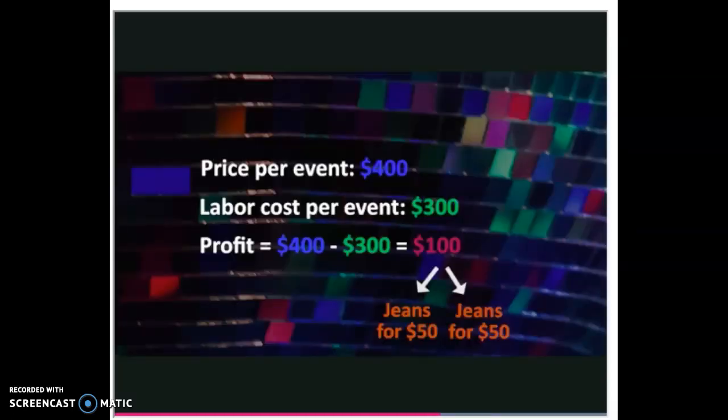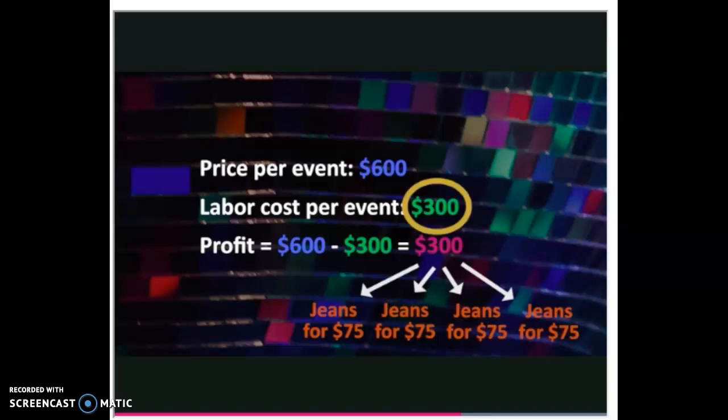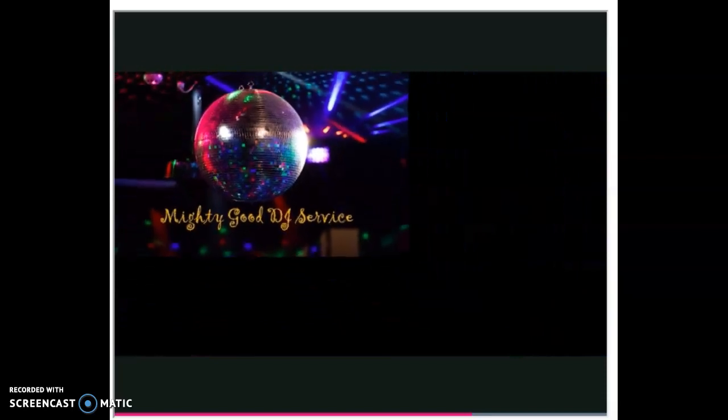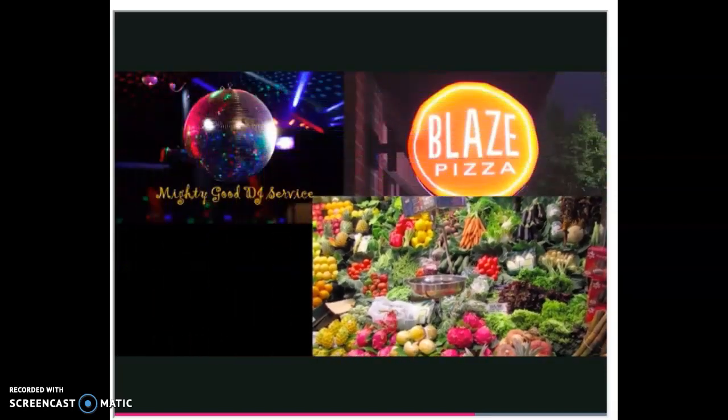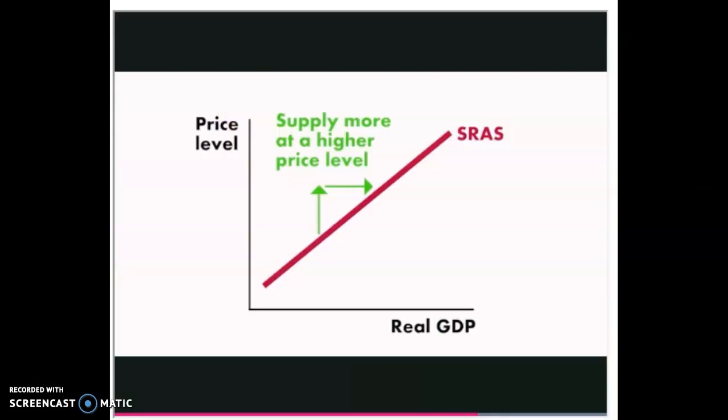Suppose the 50% increase in prices affects the prices of DJs and blue jeans, but not the cost of labor. Then the DJ services firm would receive $600 per event, pay $300 for labor, and receive $300 in profit, with which it could buy 4 pairs of jeans. Due to the sticky wages, for each DJ it provided, the firm could buy more jeans than before, so it would be willing to supply more DJs at the higher price level. The same would be true for firms across the economy, so the sticky wages would cause the aggregate supply curve to be upward sloping.